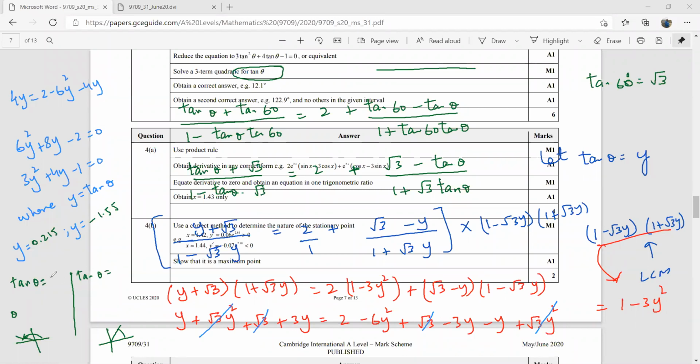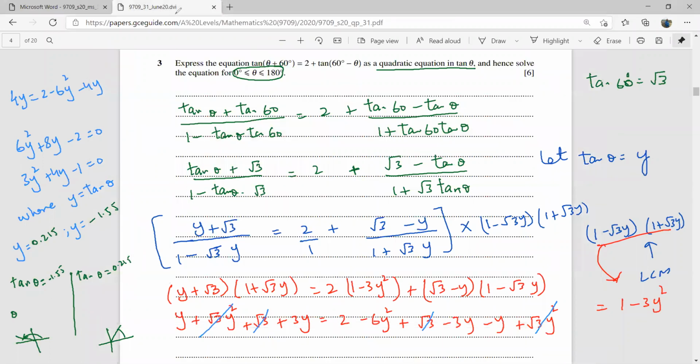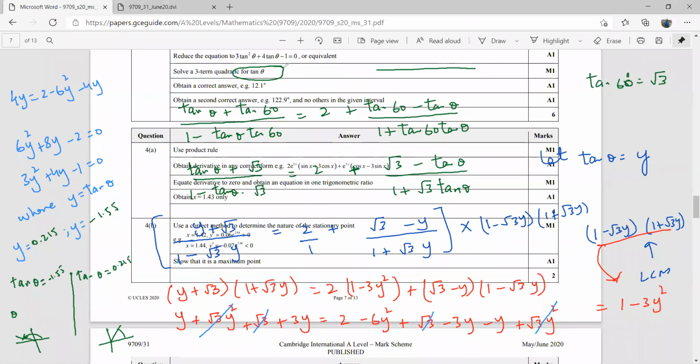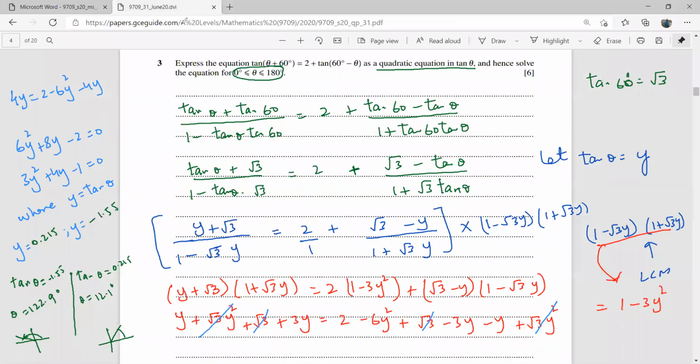Tan theta is minus 1.55. This will give me the obtuse angle here. And here it is 0.215. I'm just going to copy the answers from the back here because you people are not telling me the answers that quickly. Now, one answer should be 122.9 and the other answer should be 12.1 degrees. That is for sure. I believe these are going to be the correct answers. You can get them through this.